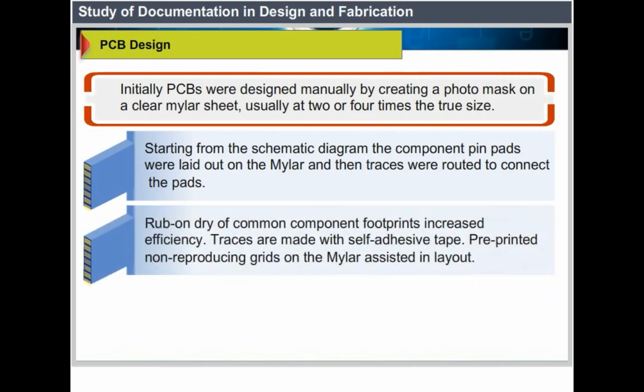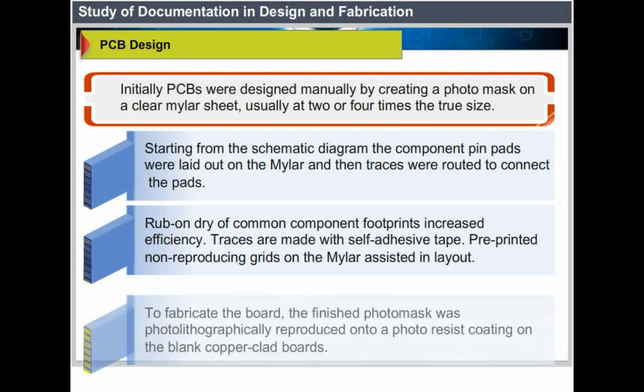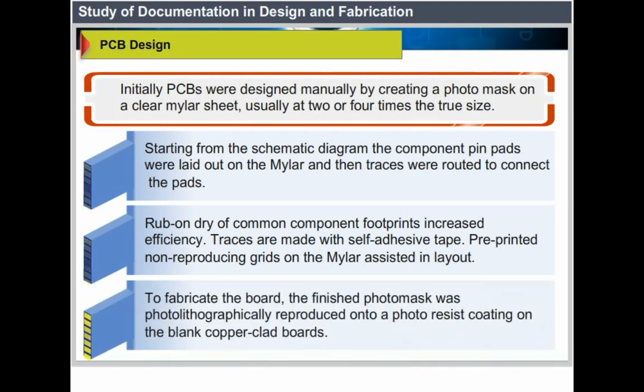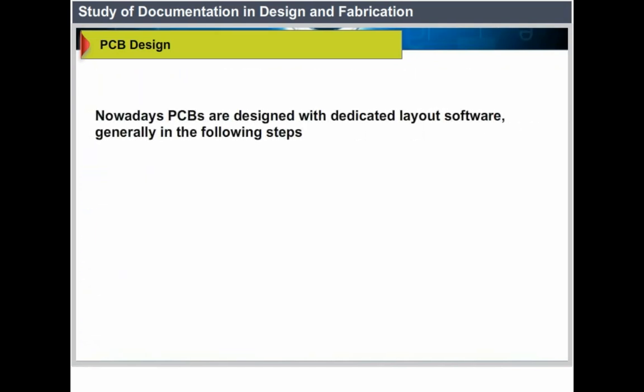Rub-on dry transfers of common component footprints increased efficiency. Traces were made with self-adhesive tape. Pre-printed non-reproducing grids on the mylar assisted in layout. To fabricate the board, the finished photomask was photolithographically reproduced onto a photoresist coating on the blank copper-clad boards. Nowadays, PCBs are designed with dedicated layout software, generally in the following steps.